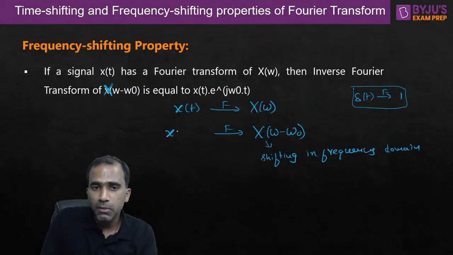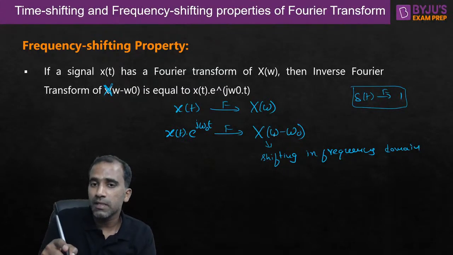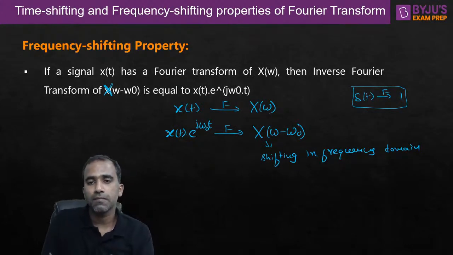So what happens in time domain is multiplication with a complex sinusoid, e power j omega naught t. The variable here is t. But earlier, in the previous property, the sign was the same, but here the sign will be exactly opposite. If it is minus there, it will be plus here. We can easily prove these properties. Take the Fourier transform formula and inverse Fourier transform formula, and we can easily prove them.